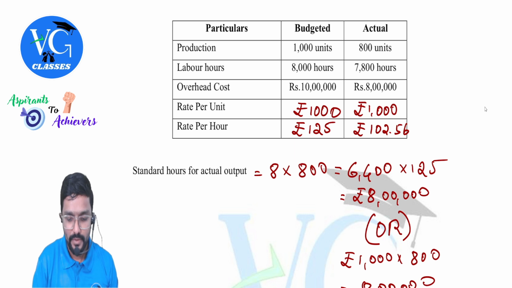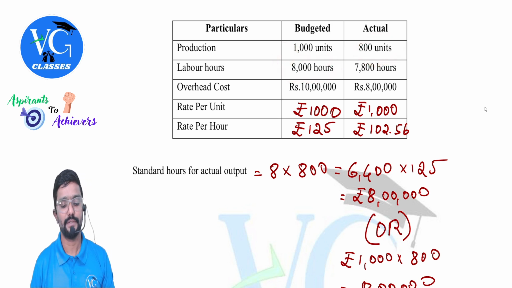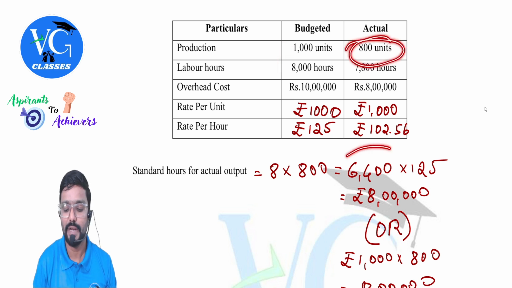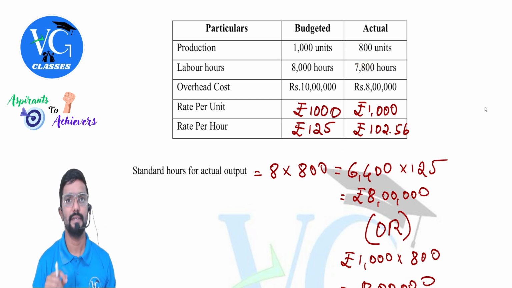8000 is for 1000 units. How much for 800 units? Is that clear? So if you divide 8000 by 1000, how much do you get? 8. Correct? Into 800, you will get 6400. What do we call this as? Standard hours. Standard hours is different, budgeted hours is different.